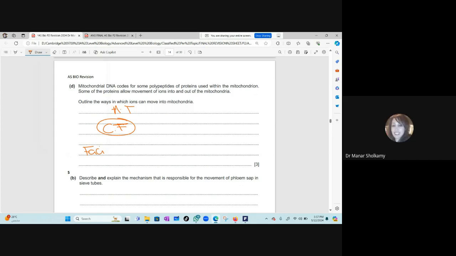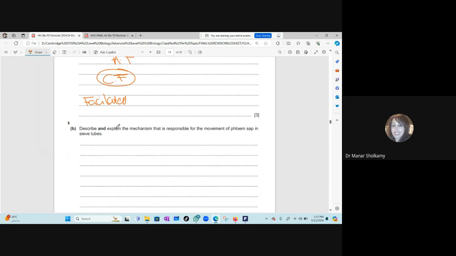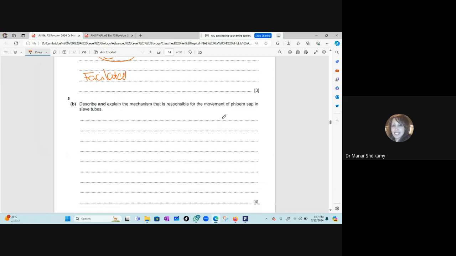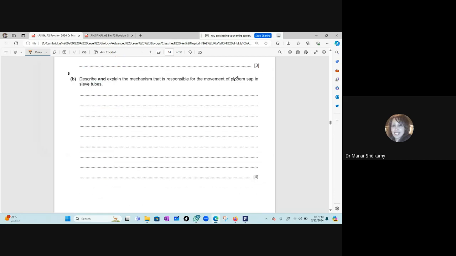Okay. Yes. You mentioned, actually, you summarized all of them. Very good. By facilitated diffusion, co-transported proteins. Good. Describe and explain the mechanism that is responsible for the movement of the phloem sap in the sieve tubes.